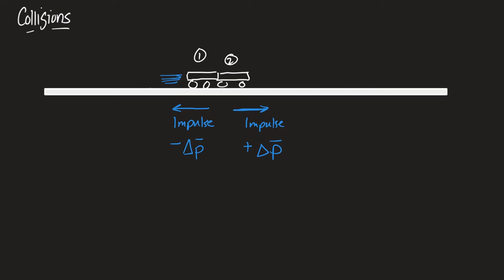Now, here's the part that you won't catch on to right away, but if you add these two things together, the net change in momentum is 0. In any collision, the net change in momentum is 0. This means that momentum is conserved.